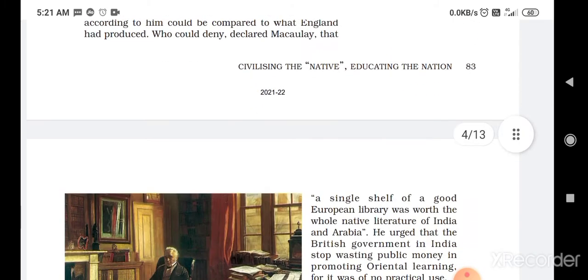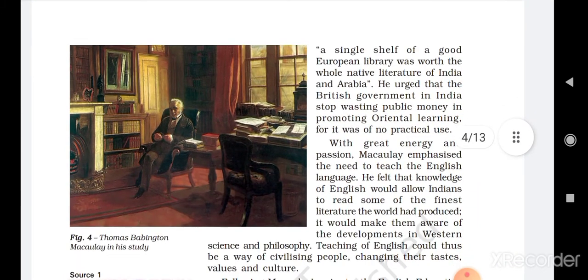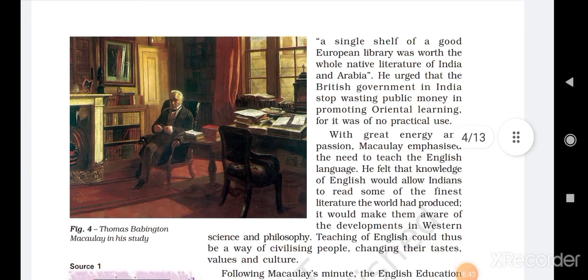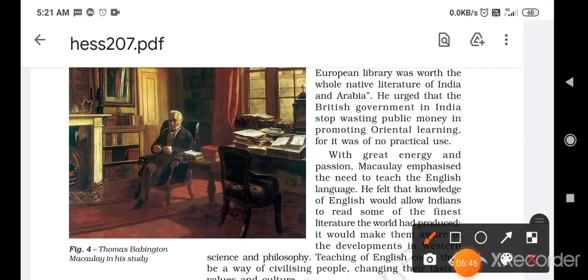Now there is a statement given by Macaulay, Thomas Babington Macaulay, that a single shelf of a good European library was worth the whole native literature of India and Arabia. So here you see that he is saying that a single shelf of a good European library, from which one can take books, would be worth the native literature of India and Arabia. These are his words.